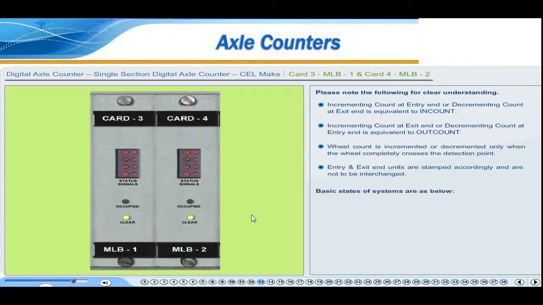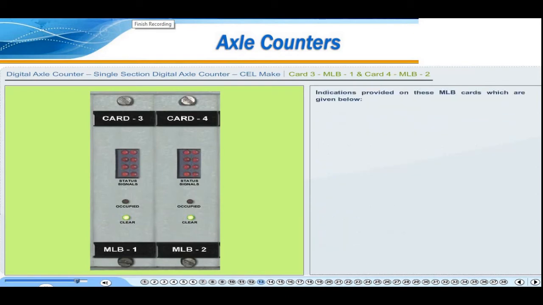Basic states of the system are as below. Preparatory reset: reset applied, clear. Section clear. Occupied: section occupied. Disturbed: error in the system.